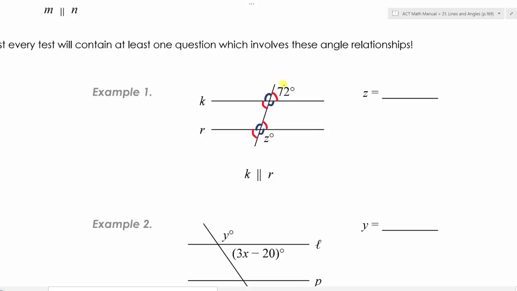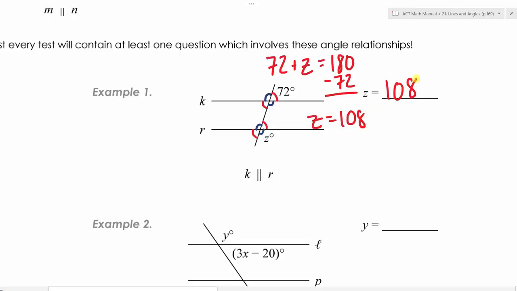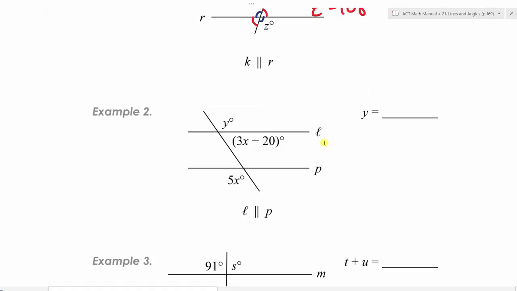So now I have my red angles are equal, my blue angles are equal, and any red plus any blue has to equal 180. Well, this 72 is a red, this Z is a blue, so 72 plus Z equals 180. They are supplementary. I subtract the 72 from both sides, I get Z equals 108. So Z has to be 108. Example 2, very similar.